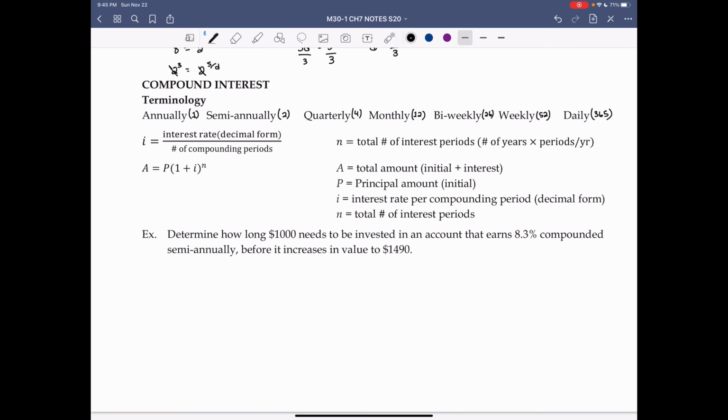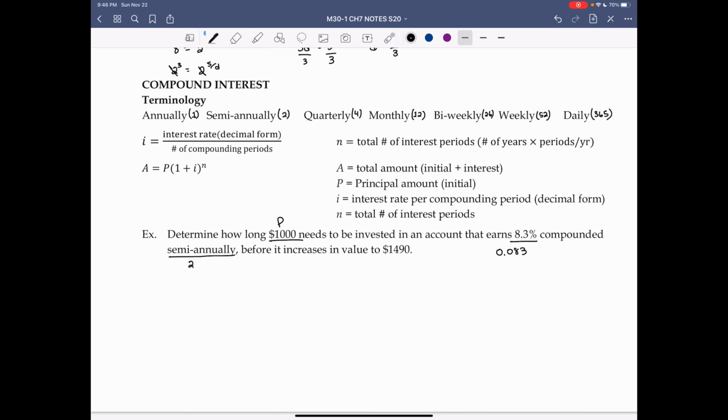Example: determine how long $1,000 needs to be invested in an account that earns 8.3% compounded semi-annually before it increases in value to $1,490. So $1,000, how long does it need to be invested? $1,000 would be our principal amount, or our initial amount that's invested. The account earns 8.3%, as a decimal that is 0.083. It's compounded semi-annually, which means 2 times a year.